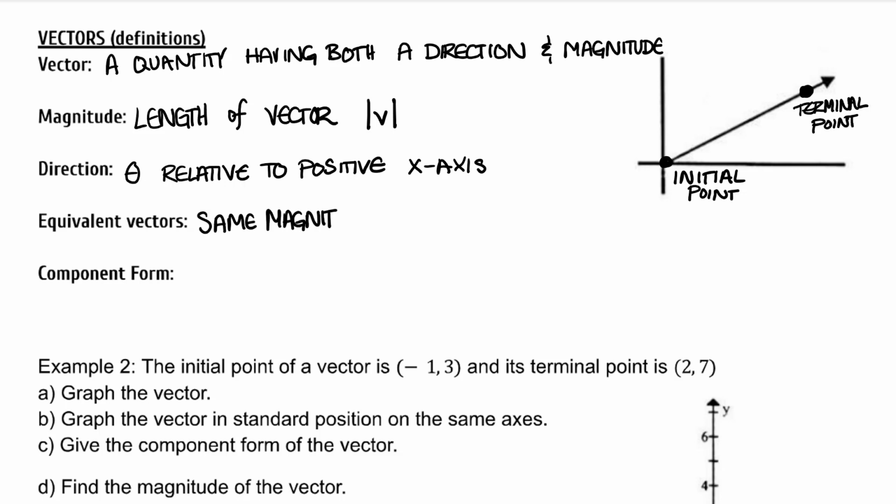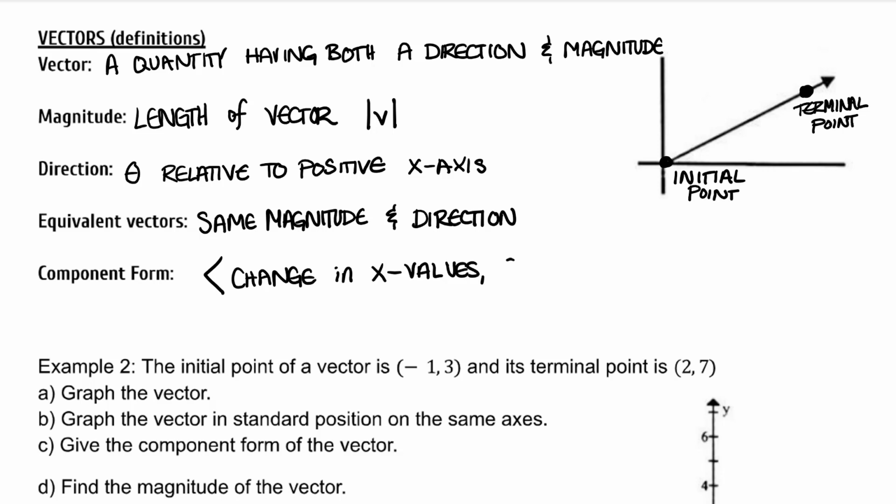Equivalent vectors have the same magnitude and the same direction. They don't have to be in the same location of the coordinate plane, though, to be equivalent. And the component form of a vector is written kind of like a coordinate point, where the first value is the change in x values and the second value is the change in y values. And we use this angle bracket to enclose that.